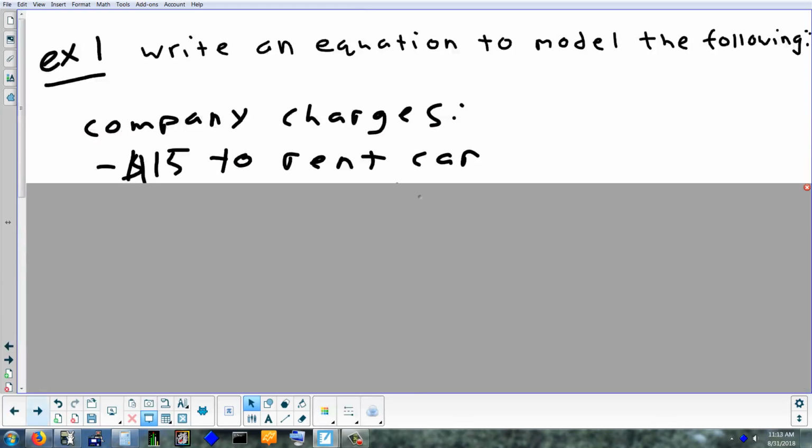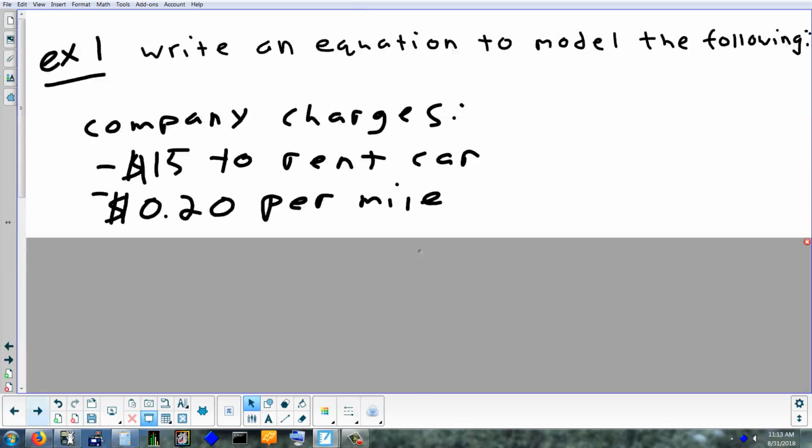All right, so we've got a company that charges $15 to rent a car, and then they charge a 20-cent, $0.20 fee per mile you drive it. So if I'm going to set up an equation for that involving miles and the initial cost, how many variables do you think I would need to set up an equation to figure out the cost to rent a car from this company? Yeah? And what would that one variable represent? Miles.